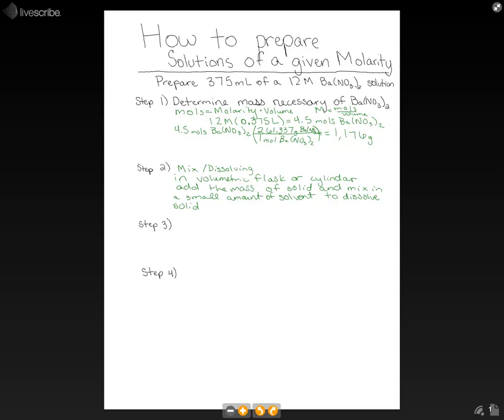The next step is to fill the flask or cylinder to the desired volume. It's very important to remember, though, that you're not adding 375 milliliters of solvent. You're simply adding solvent until it reaches 375 milliliters. So your solid will actually contribute to that number of milliliters.